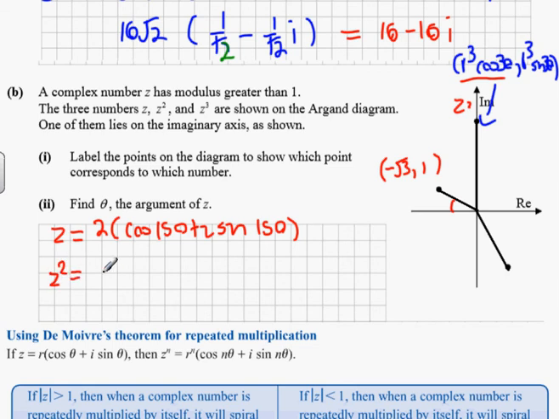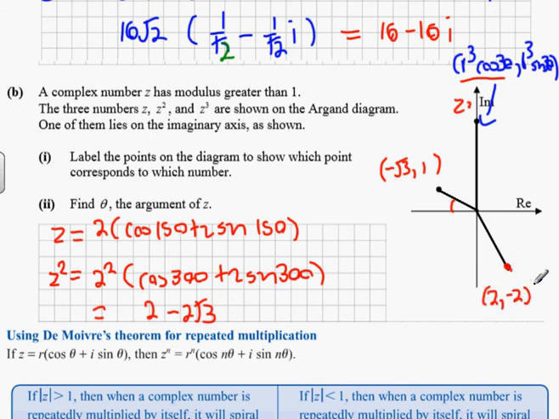Let's do z squared. z squared is going to be 2 squared, and it's going to be cos 300 plus i sin 300. What do we get this time around? It's going to be 2 and minus 2 root 3. And where would that belong? 2 across, 2 root 3 down. So it fits that angle absolutely perfectly, doesn't it?